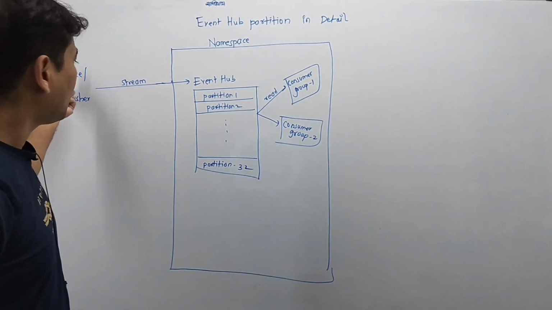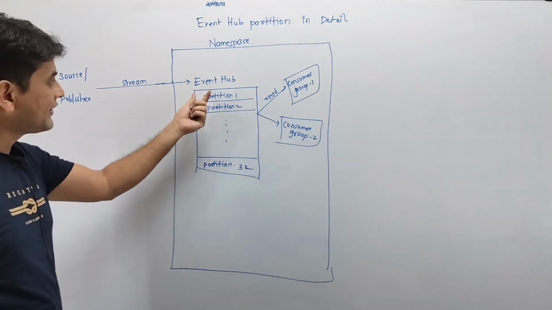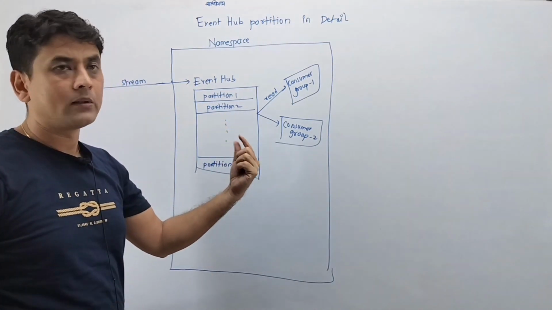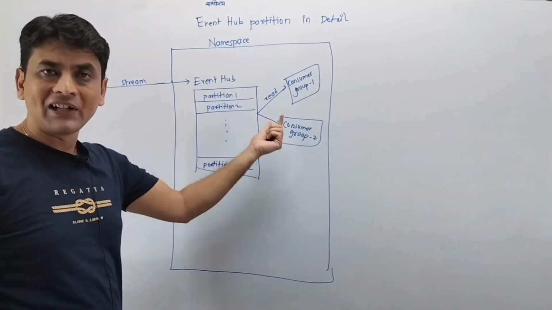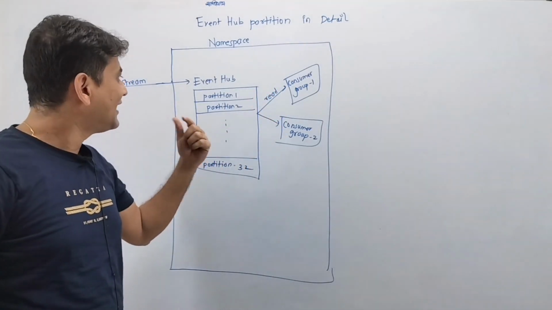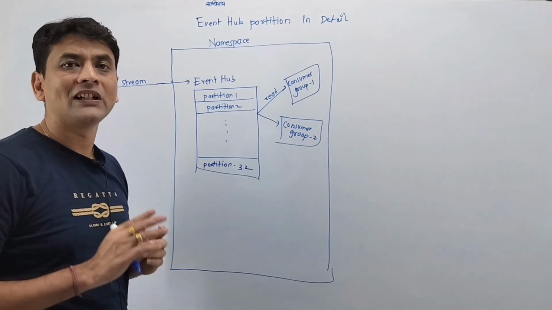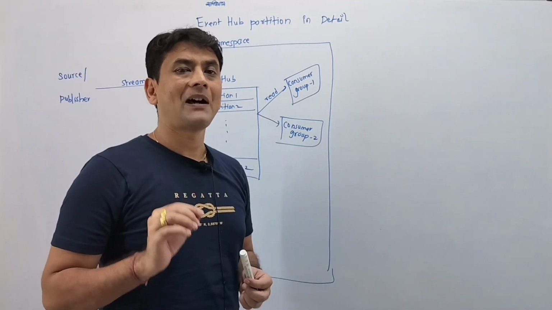So we have this source or publisher which will stream the data to this event hub, right? And from event hub the data is consumed by consumer group. A single event hub can have multiple consumer groups, okay? And internally event hub contains partitions and it can contain up to 32 partitions, okay? Now let us discuss partition in detail.